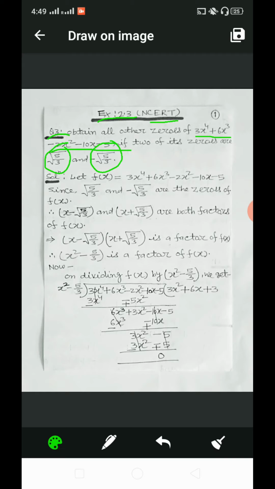We suppose that f(x) is equal to 3x to power 4 plus 6x cube minus 2x square minus 10x minus 5. Since square root of 5 by 3 and minus square root of 5 by 3 are the zeros of f(x), so x minus square root of 5 by 3 and x plus square root of 5 by 3 are both factors of f(x).